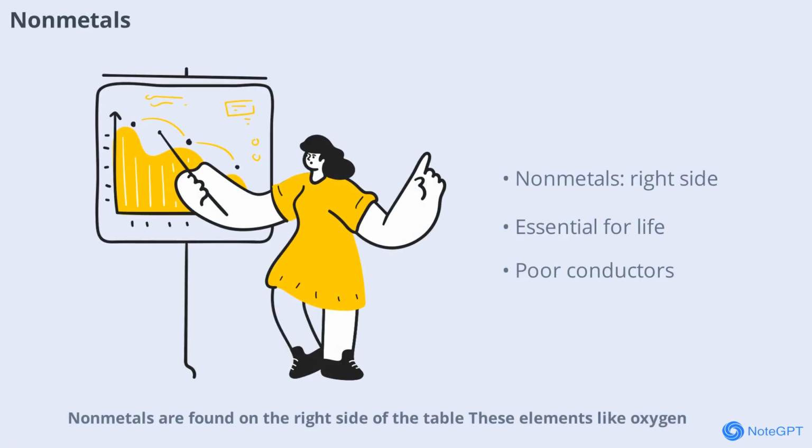Nonmetals are found on the right side of the table. These elements, like oxygen, nitrogen, and carbon, are essential for life. They're usually gases or brittle solids and don't conduct electricity well. Nonmetals play crucial roles in biology, the atmosphere, and industry. For example, oxygen is vital for breathing, and nitrogen makes up most of the air we breathe.